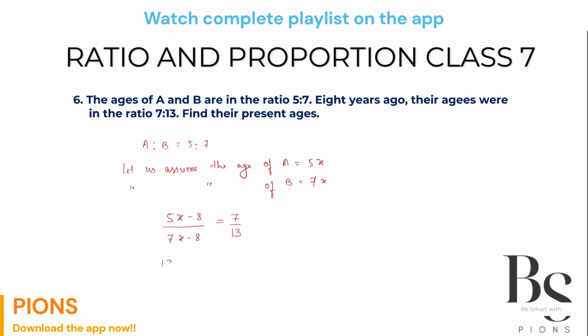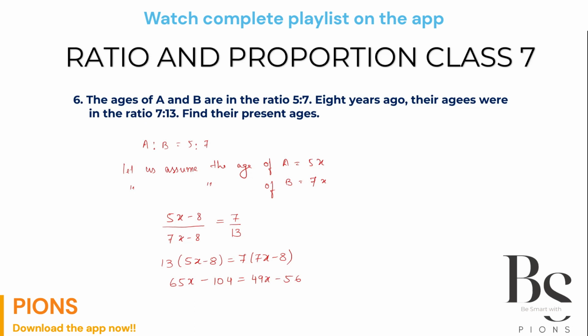Now what will we do? We will cross multiply. So 13 into 5x minus 8 will be equal to 7 into 7x minus 8. Then what to do next? Simplify. 13 5s are 65x minus 13 8s are, 8 3s are 24, and 104. 7 7s are 49x and 7 8s are 56.